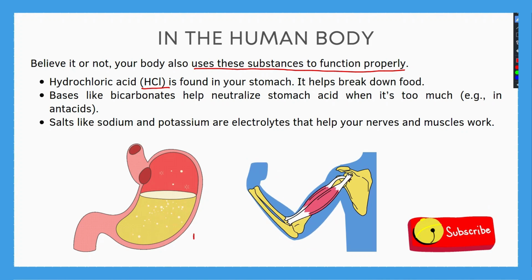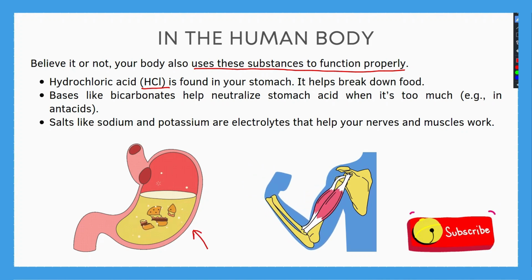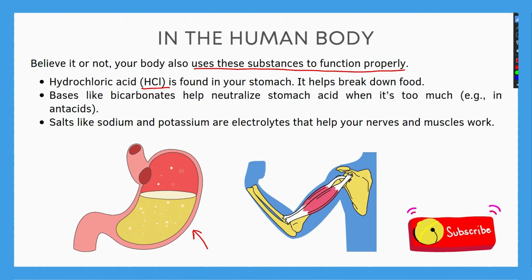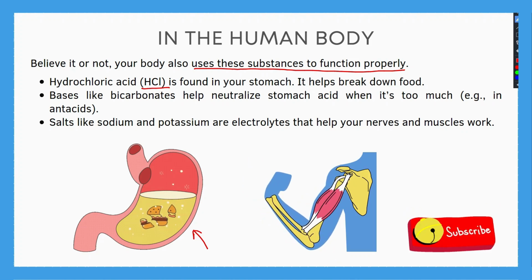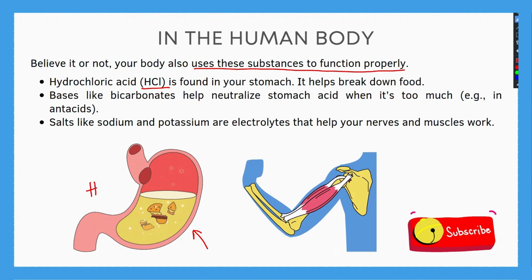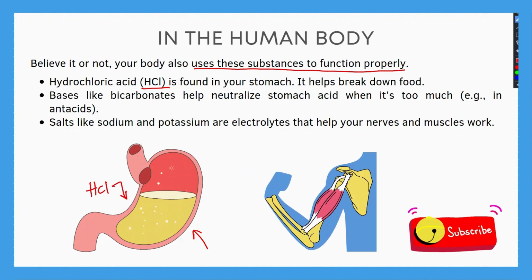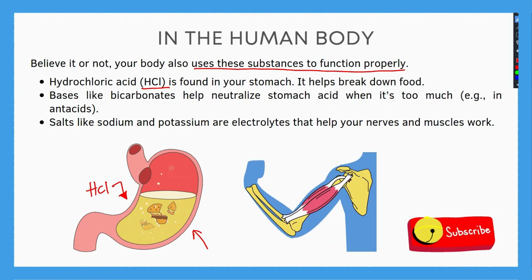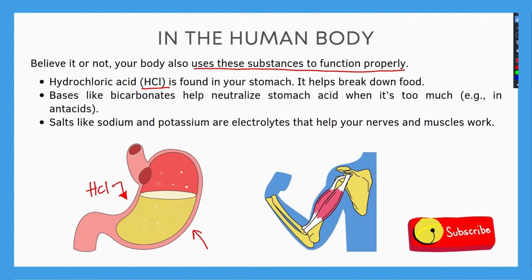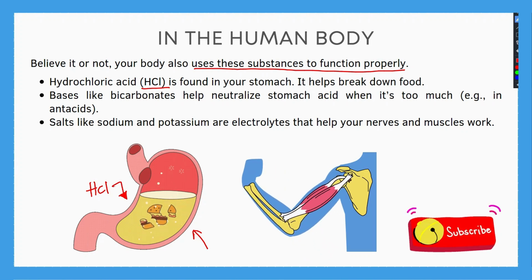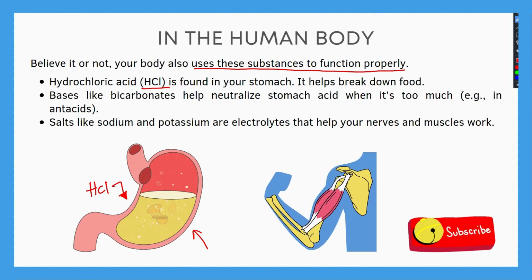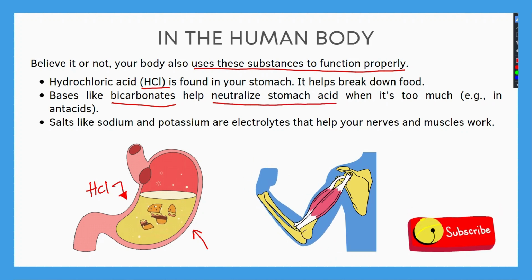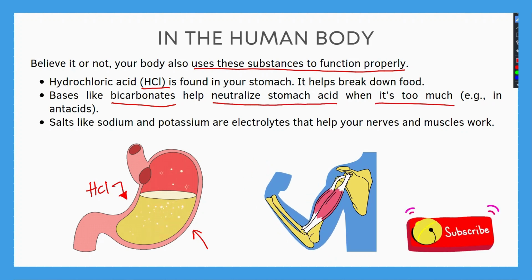You can see an illustration over here that shows the digestion of some food substances that have been eaten by a person. Now, it is the activity of acids like hydrochloric acid, HCl, in the stomach that makes the digestion of food very, very easy, because acids break down the substances that they come in contact with. Bases, on the other hand, like bicarbonates, help to neutralize stomach acid when it is too much.